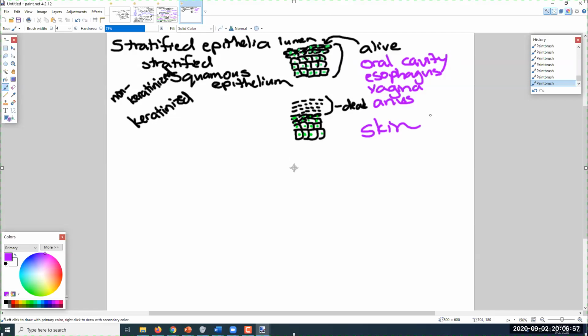All right, so next one here. If I were to draw it like this, let me see if you can identify it. That's all I'm going to draw. So what type of tissue is this, if I were just to leave it like this?